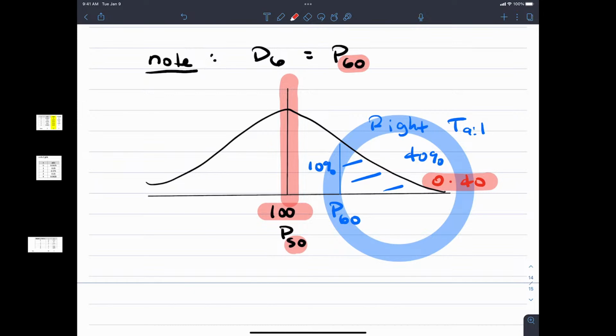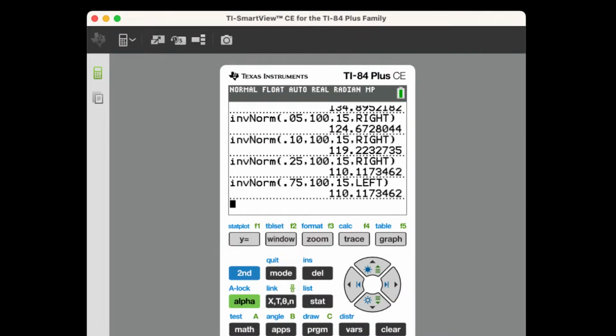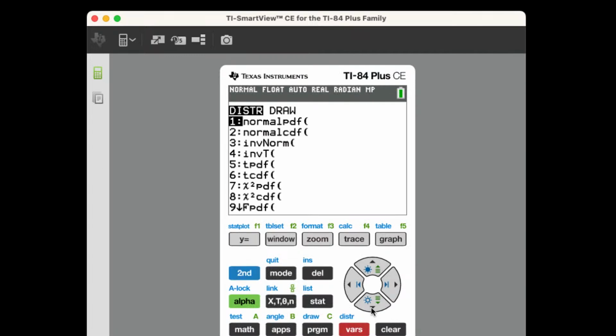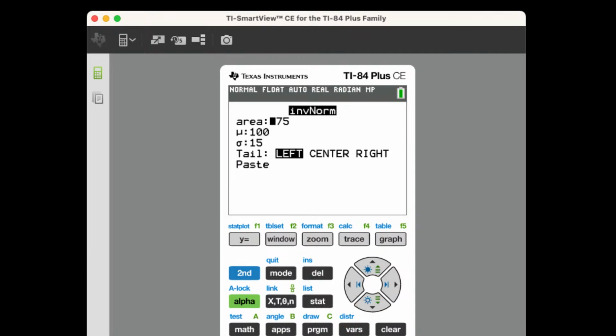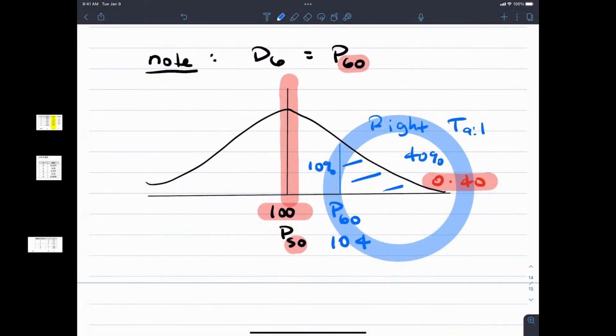40% being point what? Okay, you guys okay with that? 40%. So what do we put here? Second distribution, inverse norm. This is now 40%. You guys okay with that? Now this is area to the what again? Area to the right. What's that value? Anybody know? What's the whole number? 104.